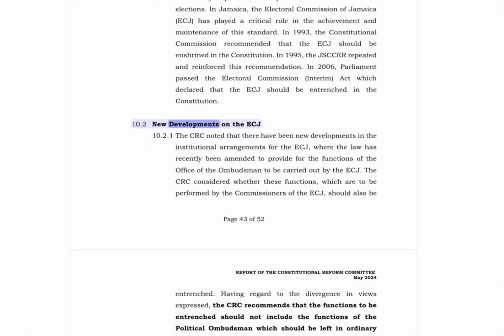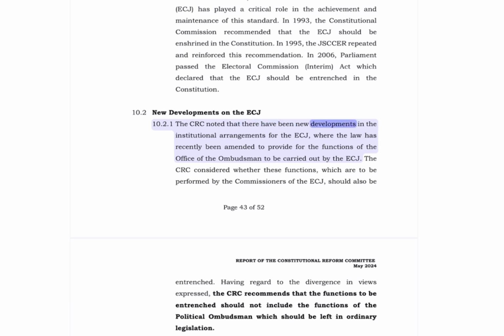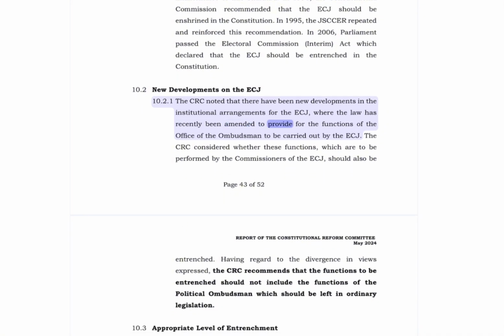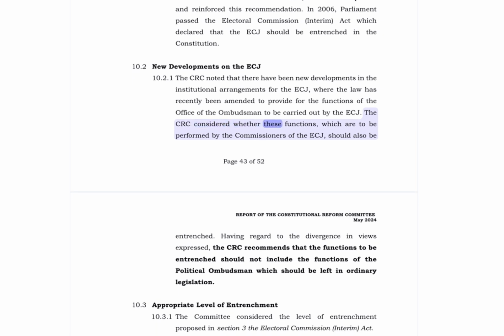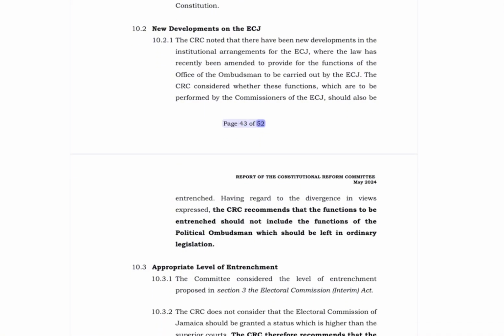10.2 New developments on the ECJ. 10.2.1 The CRC noted that there have been new developments in the institutional arrangements for the ECJ, where the law has recently been amended to provide for the functions of the Office of the Ombudsman to be carried out by the ECJ. The CRC considered whether these functions, which are to be performed by the commissioners of the ECJ, should also be. Page 43 of 52.